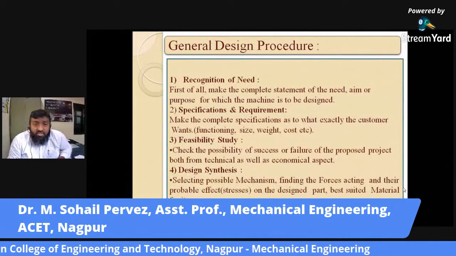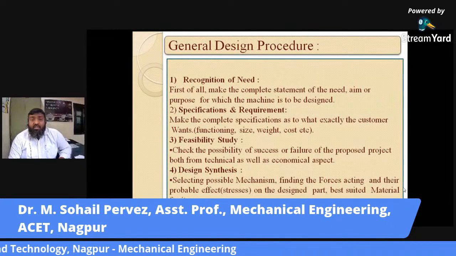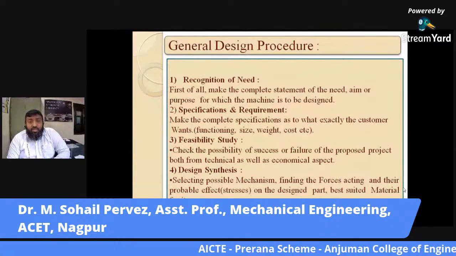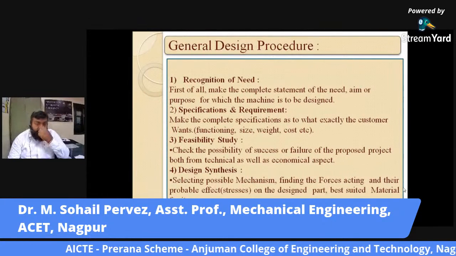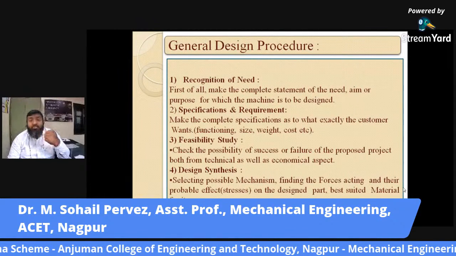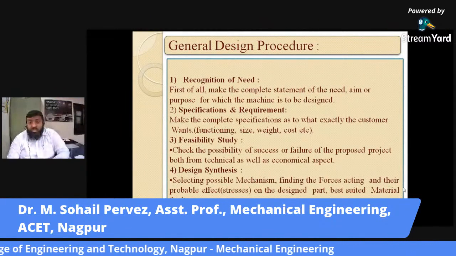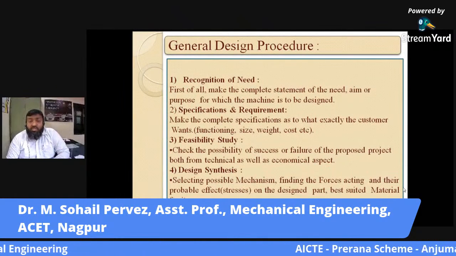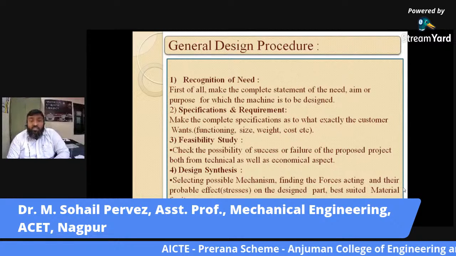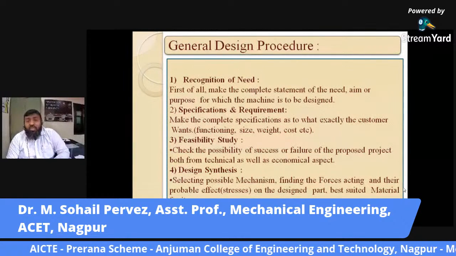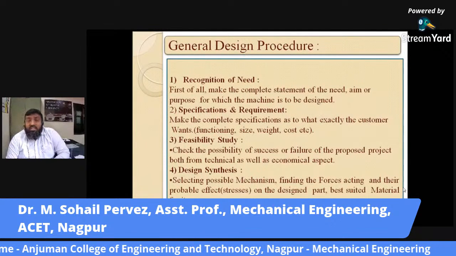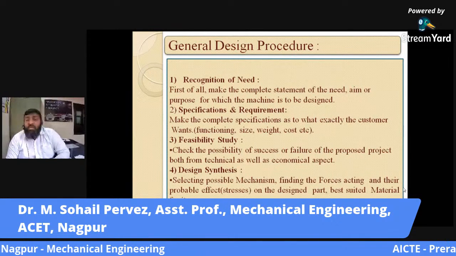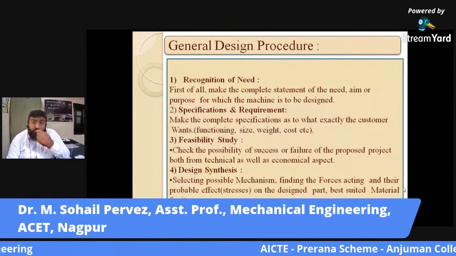Now, as far as the general design procedure is concerned, we are much aware that there is no general or rigid rule as to how we should design a product, but general guidelines are given. These guidelines are to help us as well as the customers, as to how we have to put the requirement of a design or a component. Number 1, recognition of need, because without need or necessity, how can we analyze the requirement of that particular product to be designed. So first of all, make the complete statement of the need, aim or purpose for which the machine is to be designed.